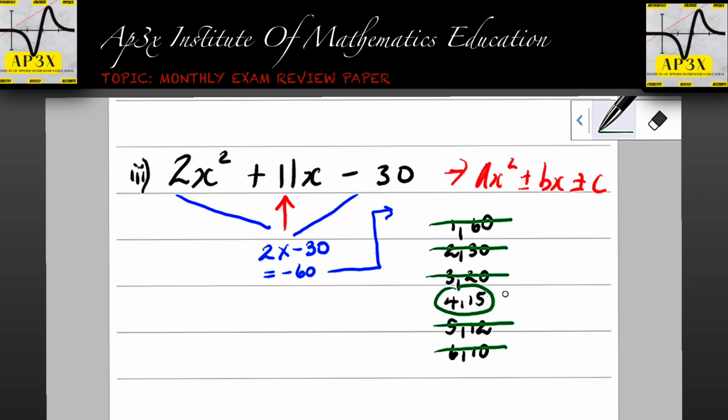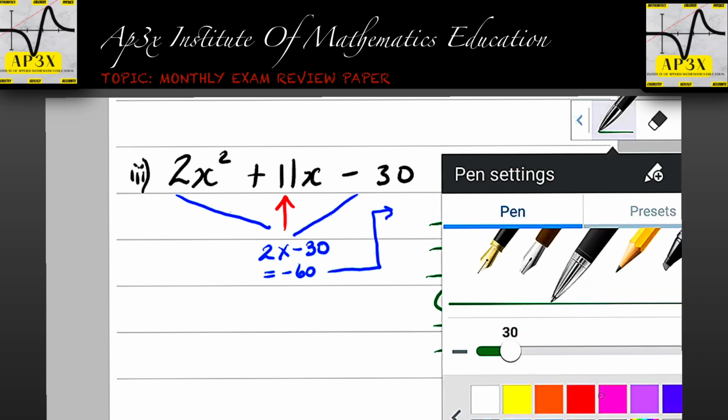But how exactly would we get 11 using 4 and 15? Obviously, the larger of the two numbers is always going to take the sign of the middle term here. So right away, I know that this is going to be positive 15. And then I know that, of course, to get 11, I'm going to have to subtract 4. You notice that 15 take away 4 is 11, and at the same time, 15 multiplied by negative 4 gives negative 60. So I know then for sure that I have chosen the correct pair of factors.